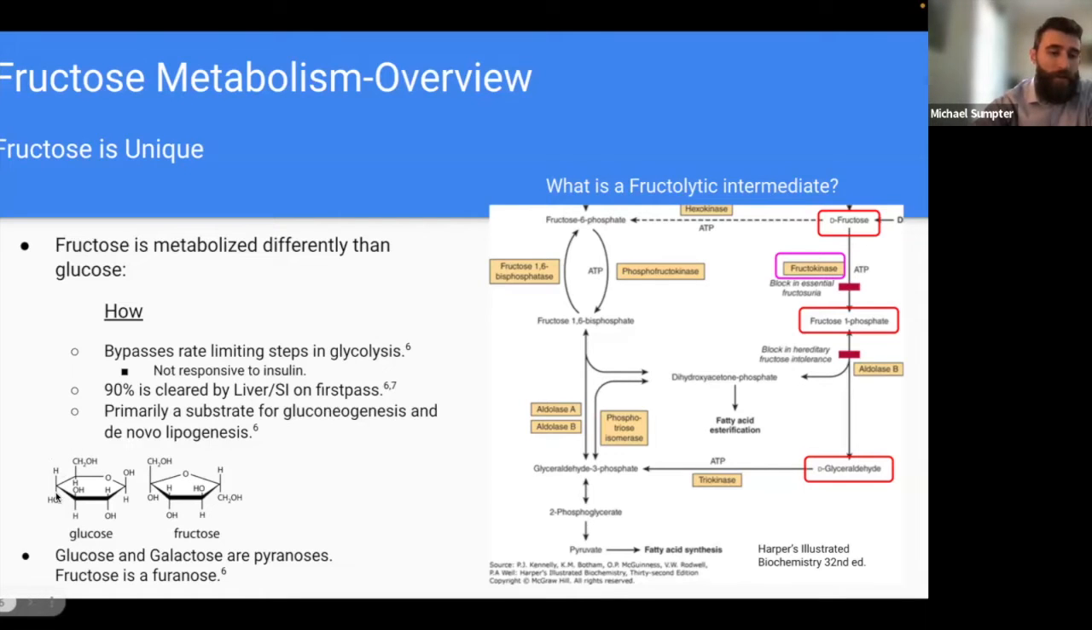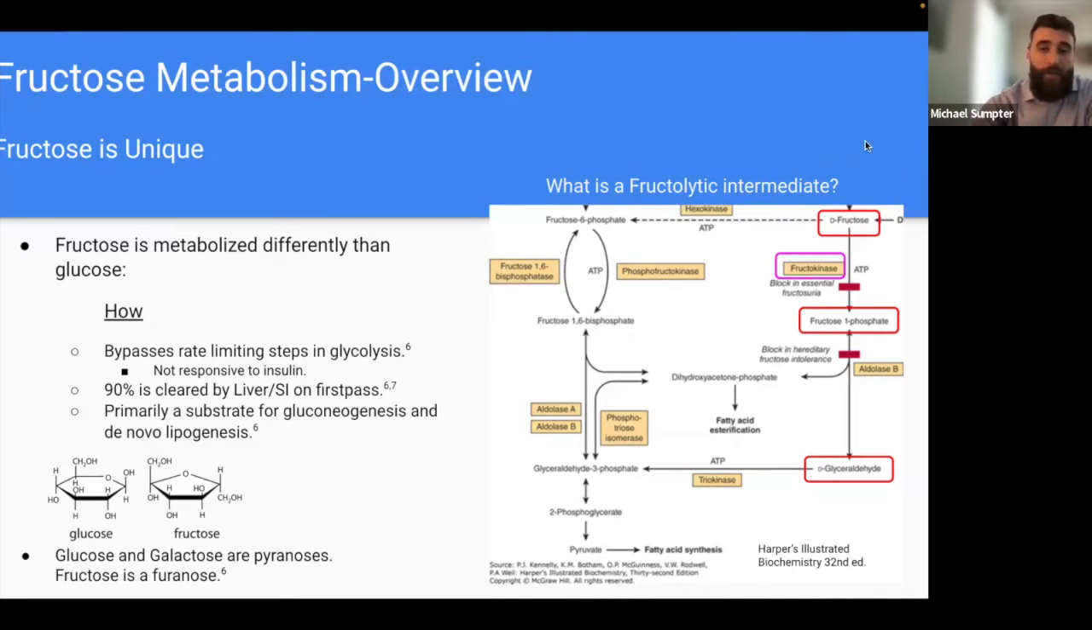And now, if you'd just like to look at these pictures down here, I thought it would be helpful to include molecular structures of both glucose and fructose so we can see their differences. Glucose and galactose are pyranoses. They are six-membered rings, but fructose is actually a furanose, meaning it's a five-membered ring. Now, this may seem like a subtle difference, but that's all the difference it takes for it to be metabolized in a radically different way, versus glucose and galactose are basically the same thing, and everyone kind of forgets about galactose, including myself.